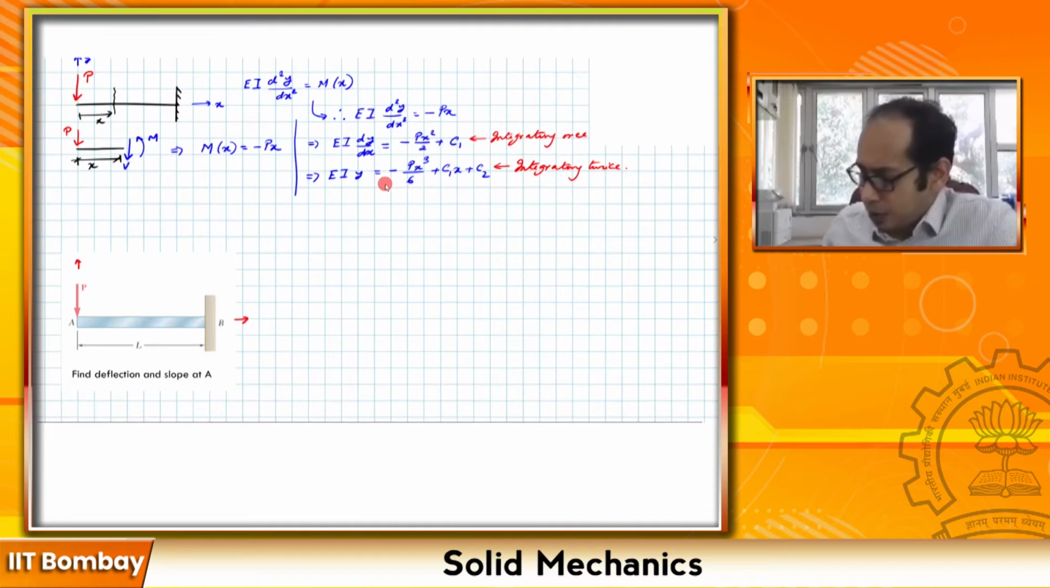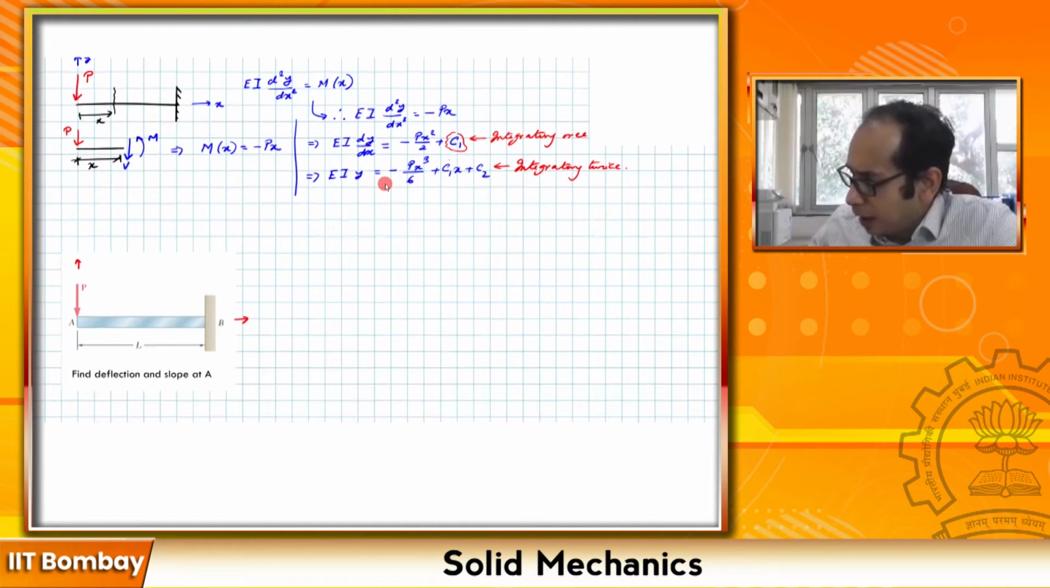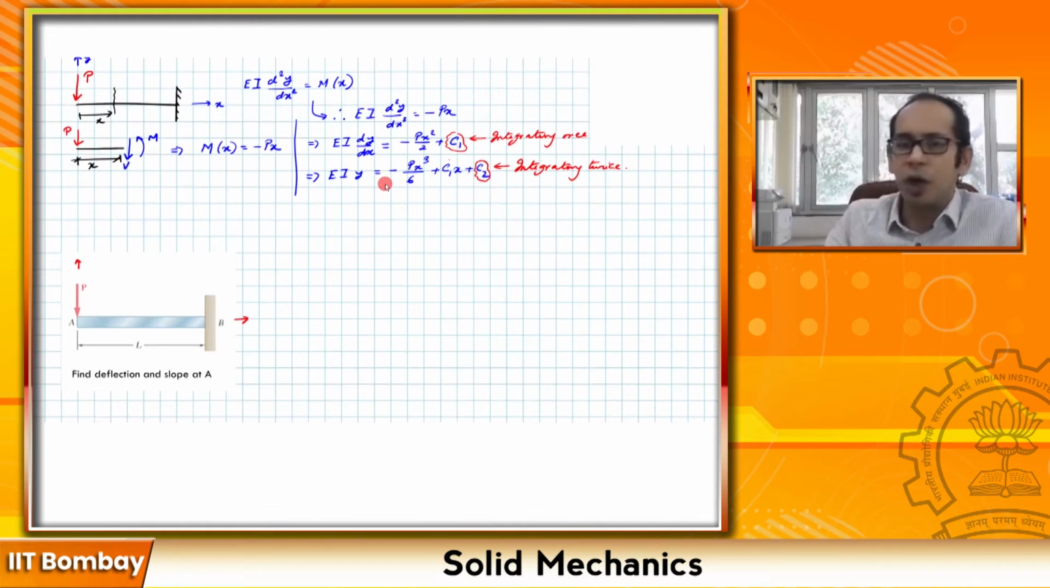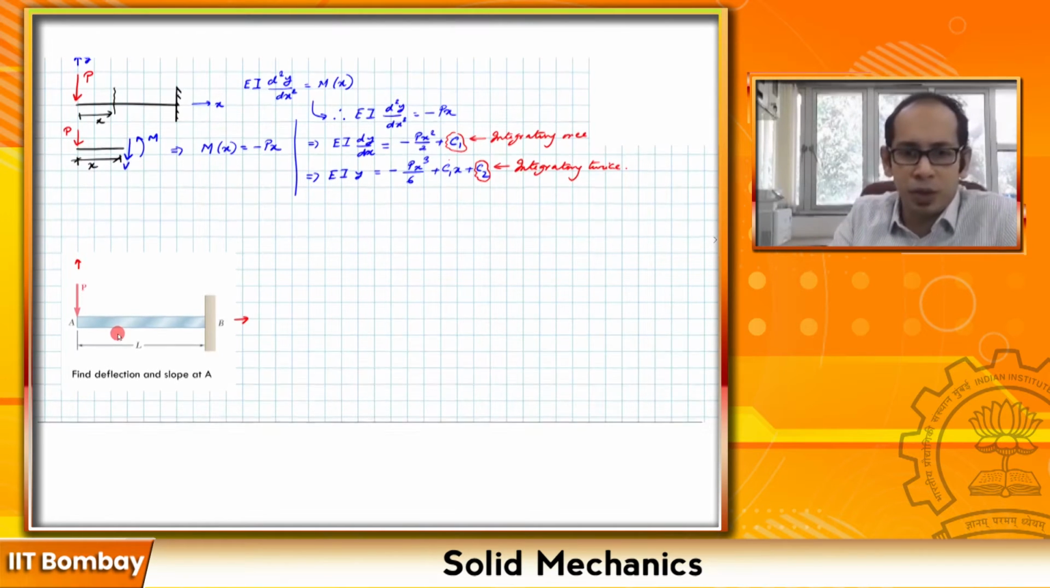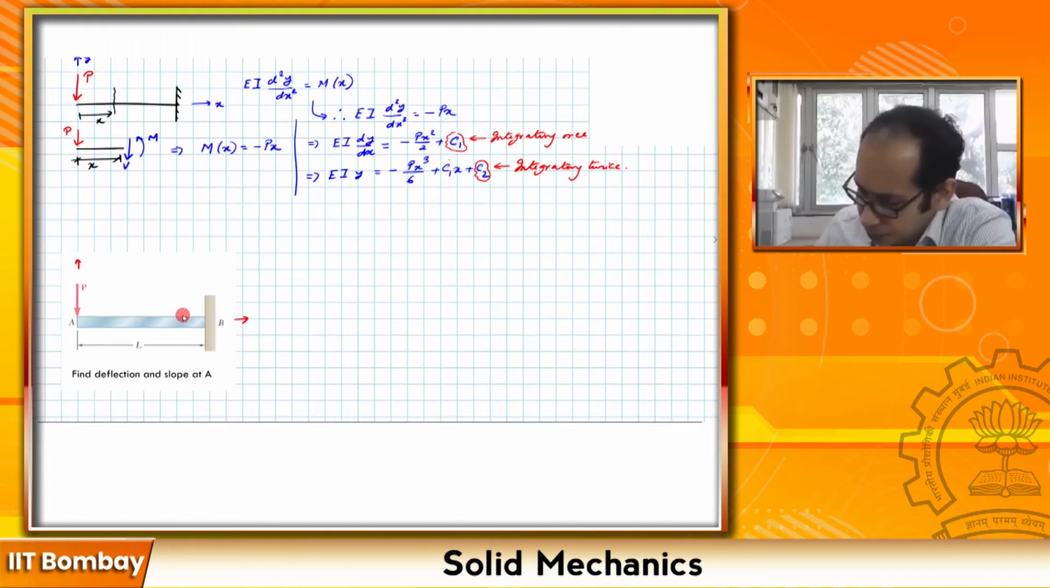Now as you can see, we have to find our constants of integration c1 and c2. How do we find that? Using the boundary conditions. Here, at this end B, that is at x equals L, your slope is 0, because for the cantilever, where the part is fixed, the slope is 0, as well as the deflection y equals 0. So we can use those two boundary conditions to find the constants c1 and c2. Let's go ahead and do that.